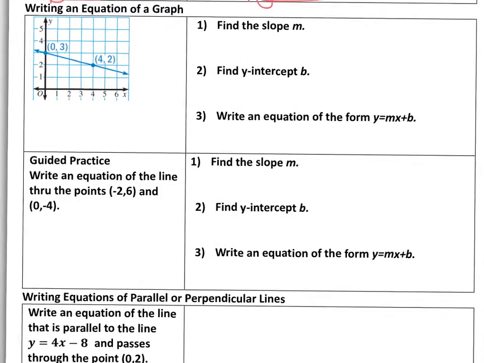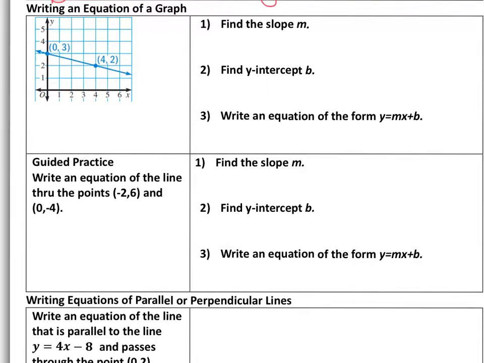Now, what if you're given a graph and you're being asked to write an equation? You can still do the same thing, but now you do have to do one extra step. Instead of me giving you the slope, you need to calculate the slope using the slope formula. Okay, so m equals 3 minus 2 over 0 minus 4, and that is 1 over -4.